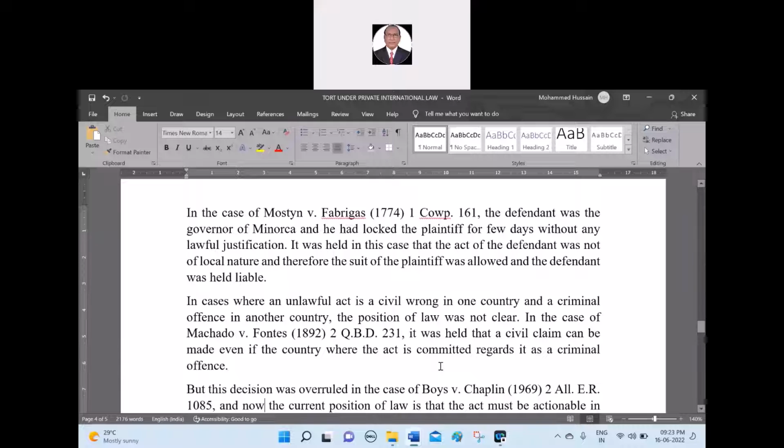In the case of Machado versus Fontes, a 1892 case, the year should be in square brackets, because the QBD, Queen's Bench Division, is reported in volumes, hence it should be a square bracket. At page 231, it was held that a civil claim can be made even if the country where the act is committed regards it as a criminal offense. In the other country it is a criminal offense. At that instance, at least if the case is filed in this country, it is considered as a civil wrong.